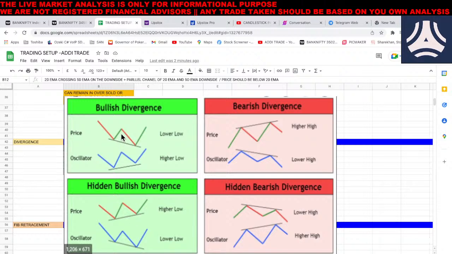So if somebody is very new to trading, it might be a little difficult to spot this immediately. It will take some practice, a lot of back testing is required. But you can save this chart or just type in Google divergence. You'll get the chart, take a printout, keep it next to you, so it'll be easy to find.